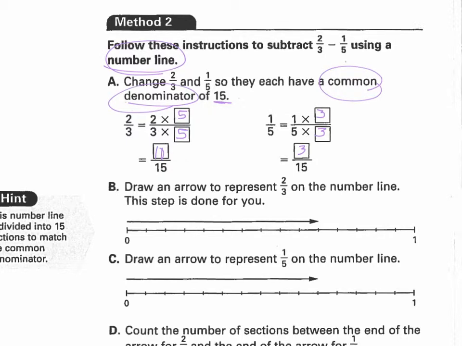Because our denominator is 15, our number line is divided into 15 sections. First, we draw an arrow to represent 2/3 or 10/15 on the number line. This step is already done for you. This is 10/15. Now, we need to draw an arrow to represent 1/5 on the number line. 1/5 is 3/15. 1, 2, 3.